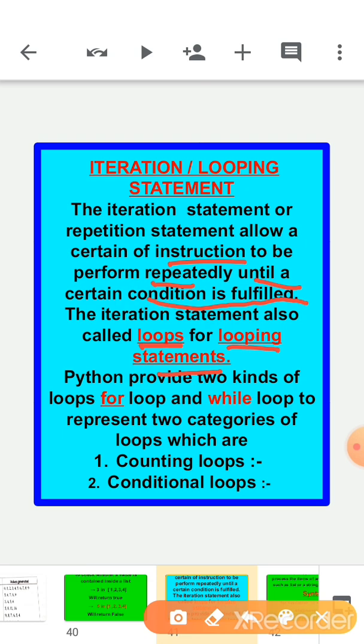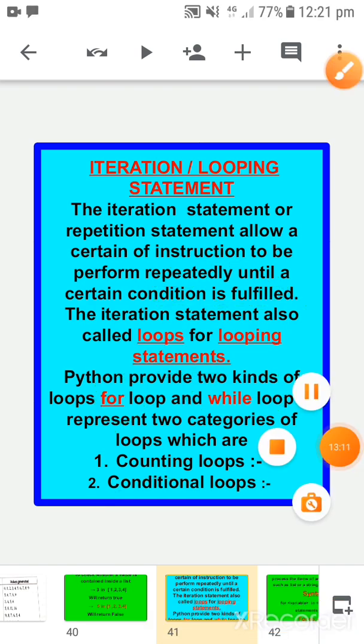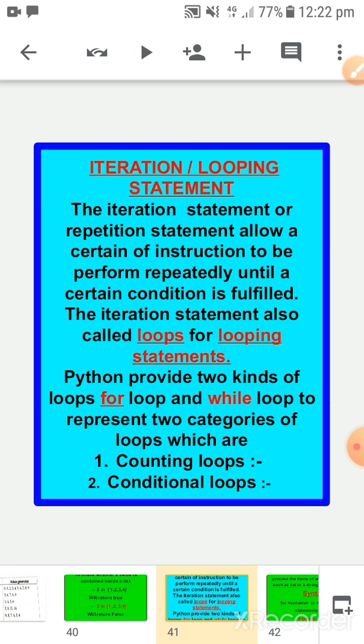Python provides two kinds of loops, one is for and second is while, to represent two categories of loops, which are counting loops and conditional loops. Counting loops, children, are the loops that repeat a certain number of times. And conditional loops are those loops that repeat until a certain thing happens. They keep repeating as long as some condition is true. Python's while loop is a conditional loop and for loop is the counting loop.